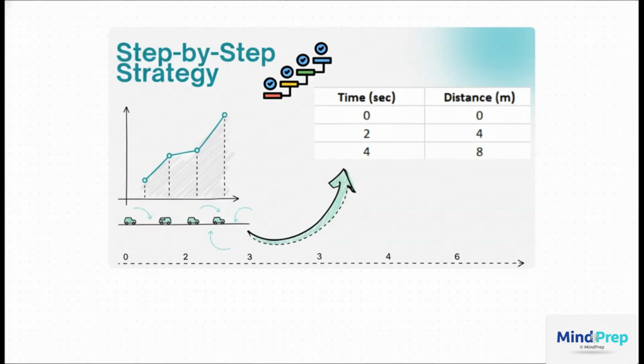All right, check this out. We've got some data here showing how far a car has traveled at a few different times, 0 seconds, 2 seconds, and 4 seconds. So here's our first challenge. What was the distance at exactly 3 seconds? See what's happening here? That question is asking about a point between the numbers we already have. And that's our big clue that we need to use interpolation.